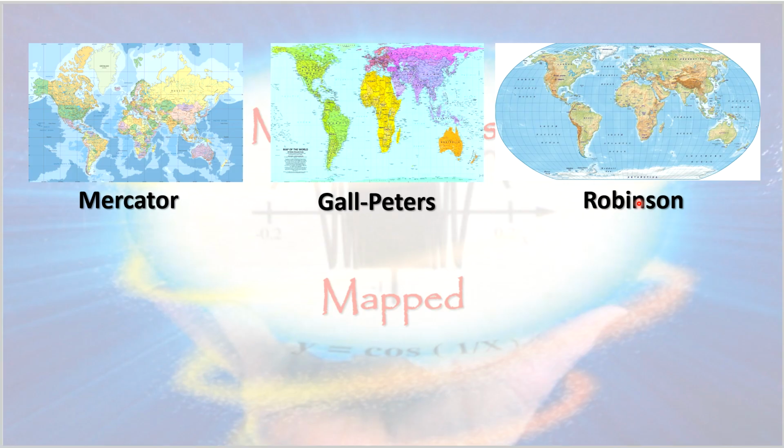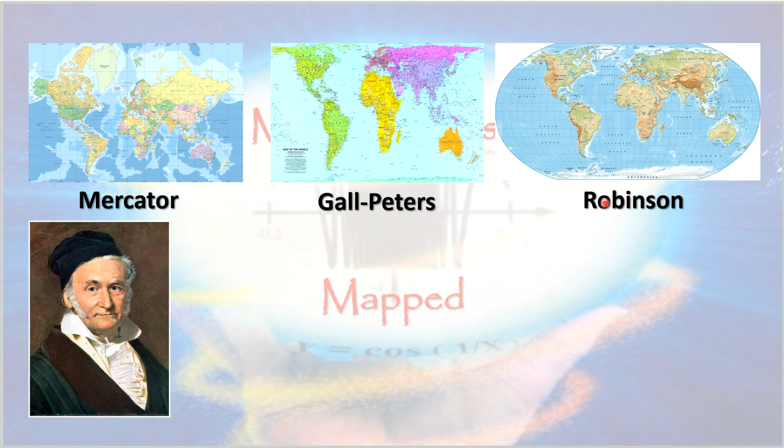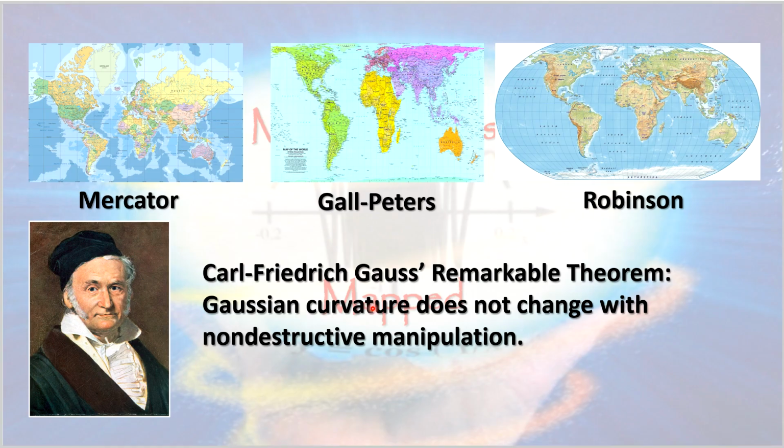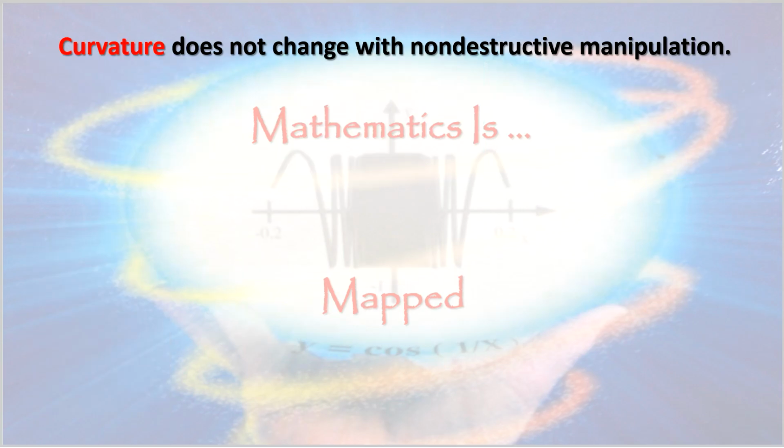Which one is correct? Well, it turns out that the great mathematician Carl Friedrich Gauss had something remarkable to say about this question in 1827. In fact, Gauss called this his remarkable theorem. Briefly, it says that Gaussian curvature doesn't change with non-destructive manipulation. Okay, well, we can do better than that.